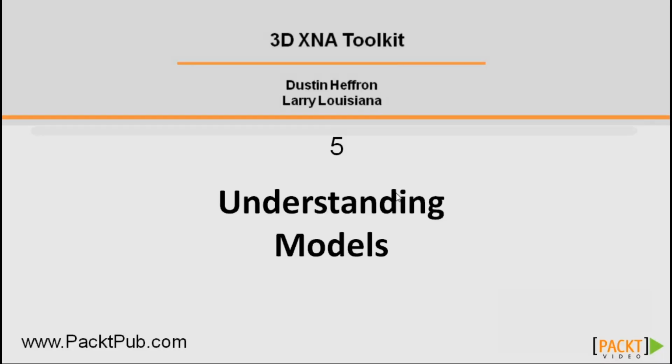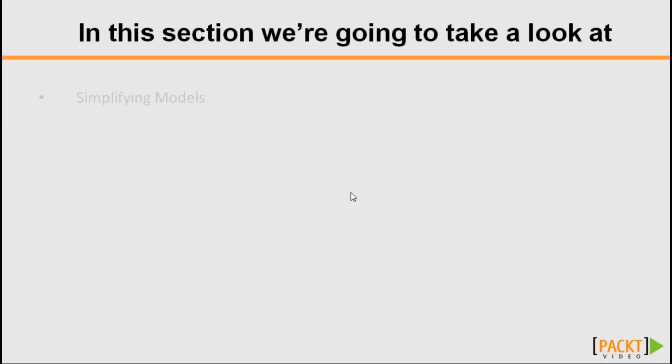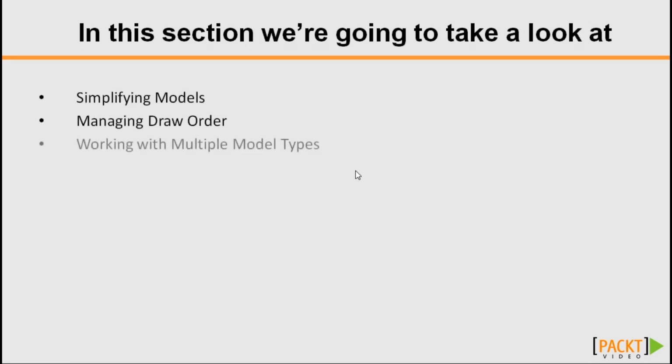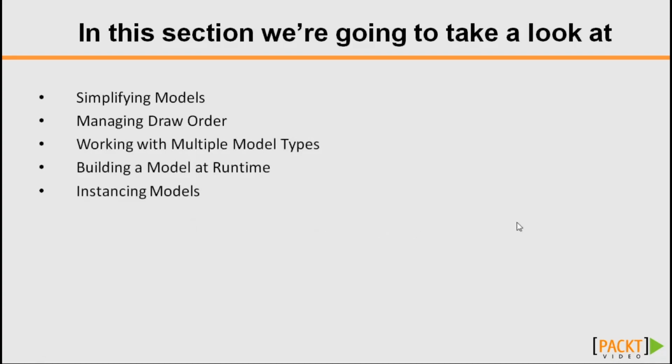In section 5, we're going to start understanding more about models. To do this, we're going to need to look at simplifying our models, getting some drawing order added. We're going to learn how to work with multiple model types. Then we're going to build a model at runtime, and then we're going to look into instancing models.